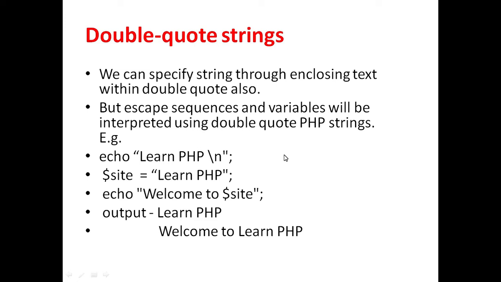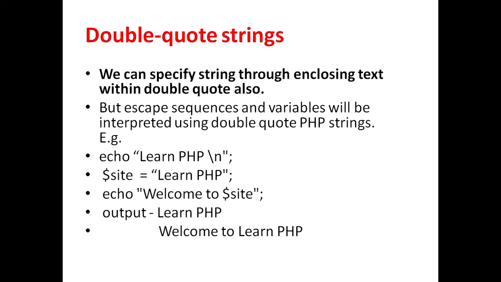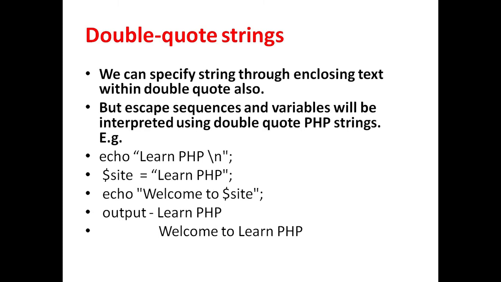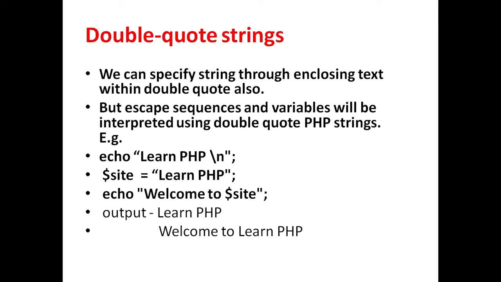Next is double quoted string. We can specify a string by enclosing text within double quotes also. But escape sequences and variables will be interpreted in a double quoted PHP string. For example, echo learn PHP \n. Or if we define a variable $site equal to learn PHP, and in the echo statement we print welcome to $site, the output will be: from the first statement it will print learn PHP, and from the second echo statement it will print welcome to learn PHP.